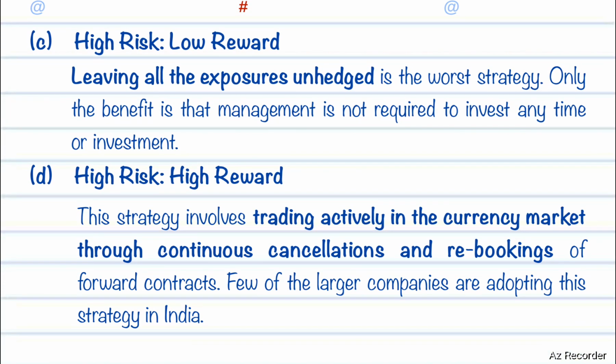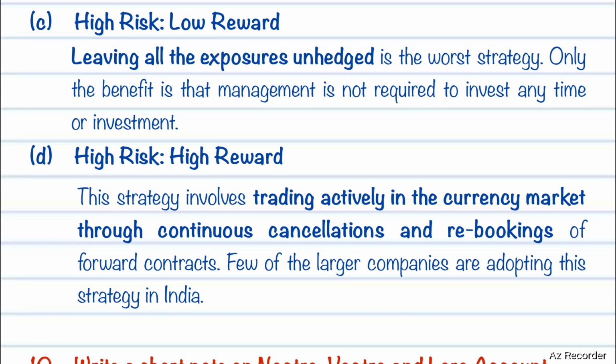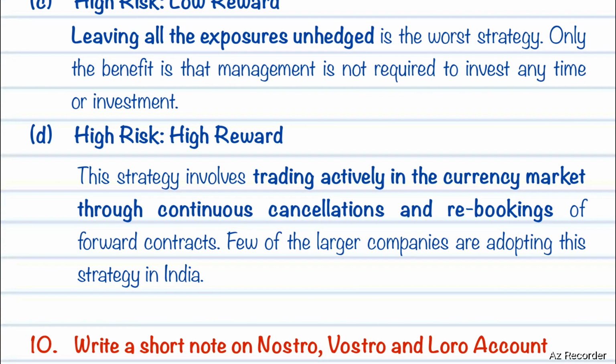Next, high risk, low reward. Leaving all exposures unhedged is the worst strategy. The only benefit is that management is not required to invest any time or investment. High risk, high reward. This strategy involves trading actively in the currency market through continuous cancellations and rebookings of forward contracts. Few of the larger companies are adopting this strategy in India.